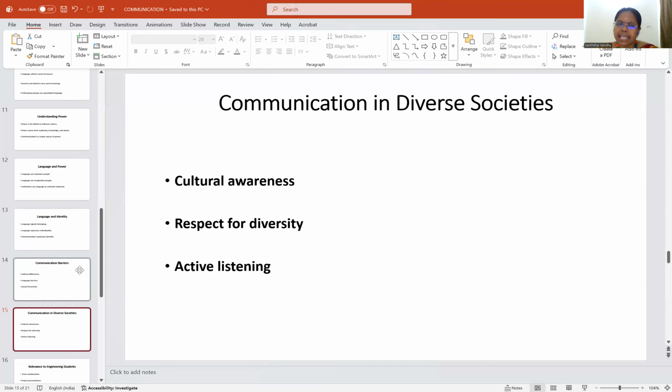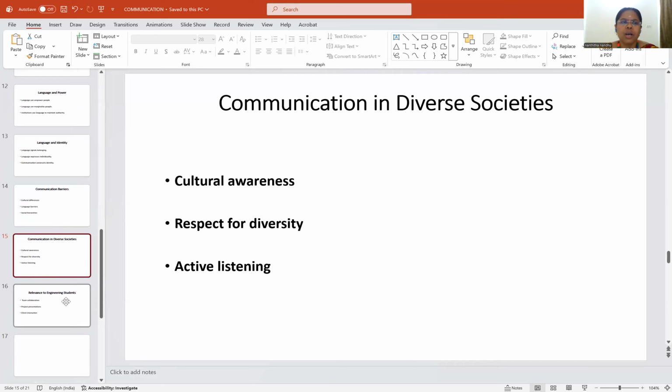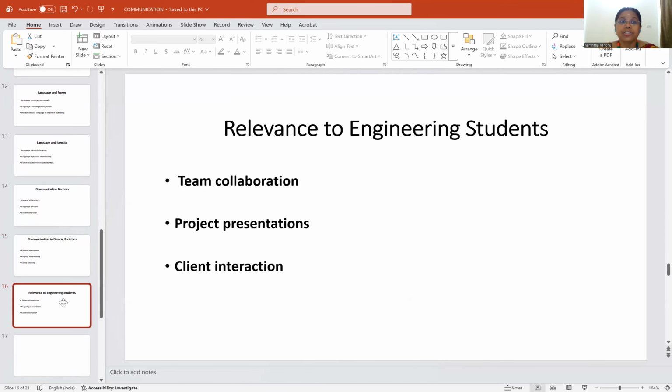So we've seen about various components related to what to say, related to communication. So how is it relevant for engineering students? All these concepts are highly relevant for engineering students. Why? Because it is useful for you in team collaboration, project presentations, and client interactions. Engineers must communicate complex technical information clearly and work effectively with diverse teams and stakeholders.